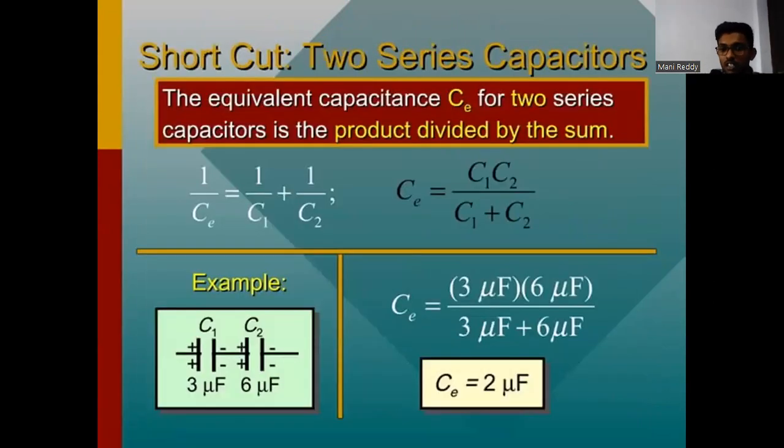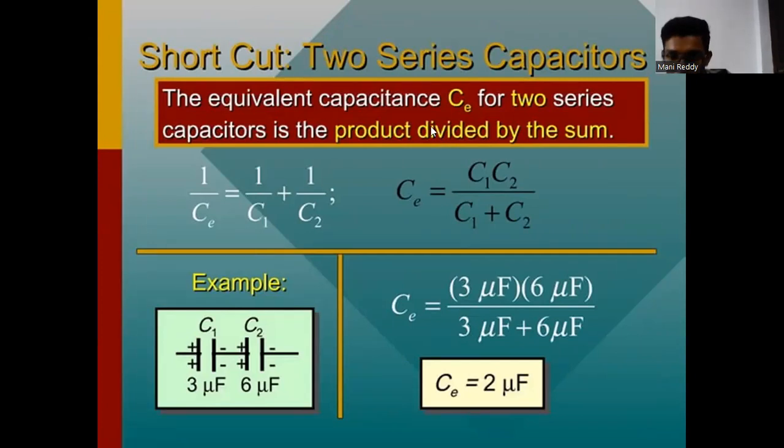Okay. Shortcut for two series capacitors. The equivalent capacitance of two series capacitors is product divided by sum. Suppose there are two capacitors in a circuit and we have to find the equivalent capacitance. The formula is the product of the capacitances of the two capacitors divided by the sum of the capacitances of the two capacitors.